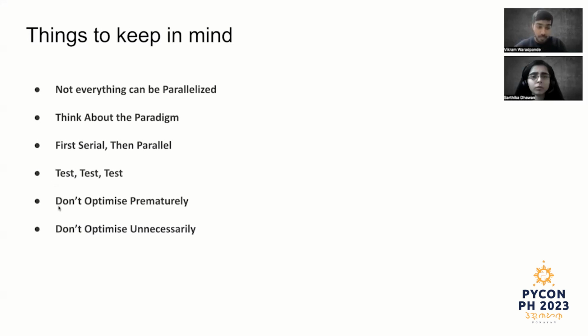Again, to reiterate, we should not try to optimize early and try to optimize unnecessarily. You can only optimize so much, and it's not always possible to speed up every single part of your program. So you can keep some parts parallel and some parts should be left sequential.